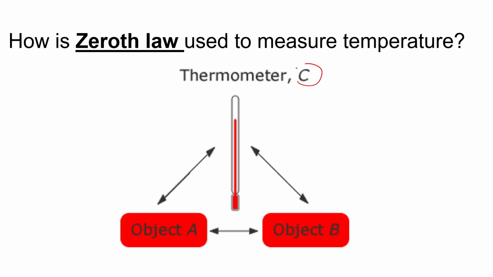So the third body here is C. So if the level of mercury is the same for object A and object B, if you measure the temperature of object A and also object B, and the thermometer level is the same for that, that means A and B are at the same temperature. Okay. So this is the idea.